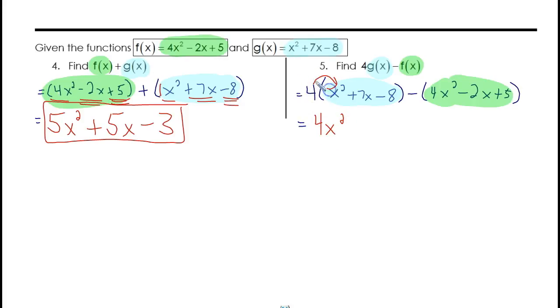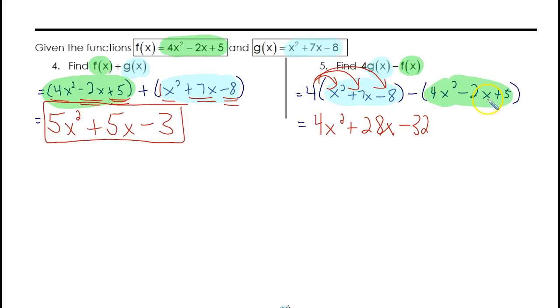It's 4 times x squared. 4 times 7 is 28x. And then 4 times negative 8 is negative 32. So we've multiplied everything in there.